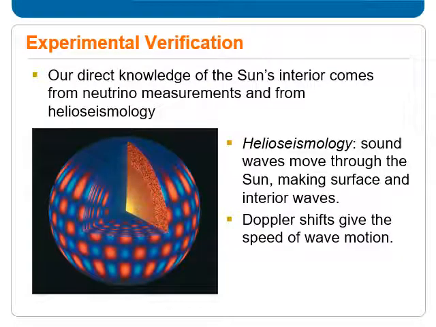In addition to the motion of material via convection, our direct knowledge of the Sun's interior comes from neutrino measurements discussed in the next lecture, and measurements from helioseismology. There are sound waves that move through the interior of the Sun, causing it to move up and down like a drumhead. Helioseismology is the study of the Sun by analysis of these sound waves. Doppler shift gives us the speed of the waves. Helioseismology gives us an important test of the models of the Sun.